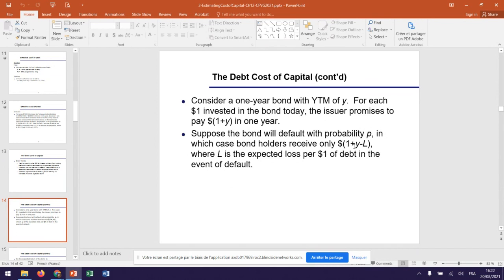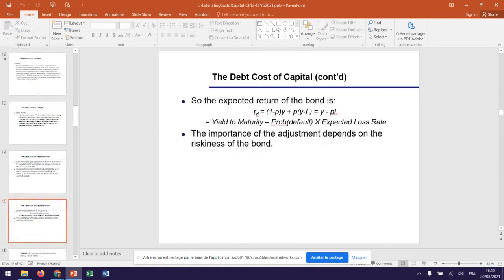So therefore, the total net that goes back to you will be 1 plus Y minus L, the expected loss per dollar of debt in the event of default. If I calculate expected return, I have two possibilities: one is not default, the other is default. So if I put the probability in, in case of default, I get P multiplied by Y minus L, the loss rate.